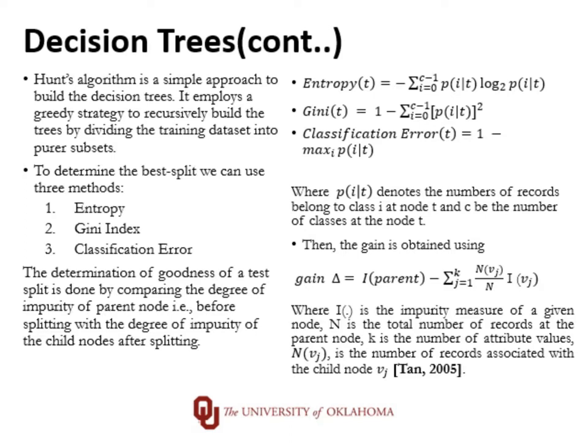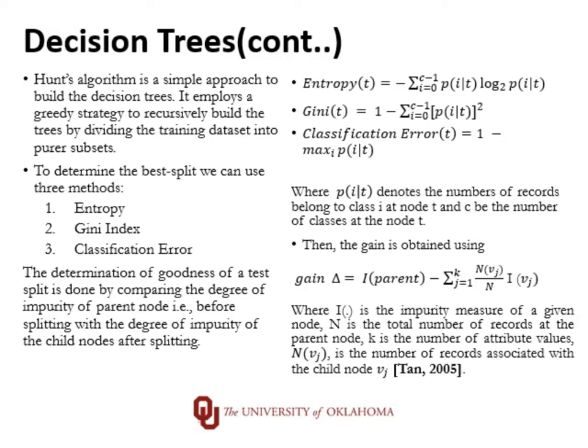To determine the best split, we can use three methods: entropy, Gini index, and classification error. Entropy is the measure of the randomness or uncertainty of the system. It is defined by the formula as shown. Here, we first calculate the probability of a class label at a node, then multiply it with its log and sum up over all the classes.